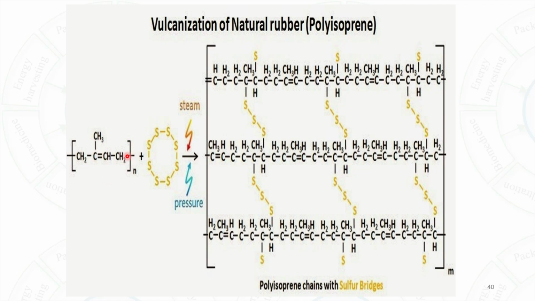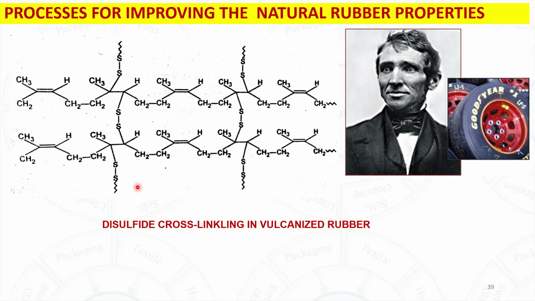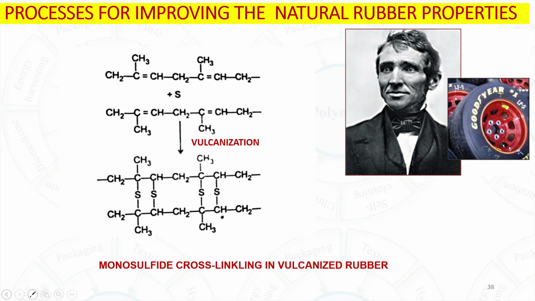This is your rubber, and this is your S8 molecule, and you are passing steam. You are giving pressure, and cross-linking is taking place. The trisulfide linkages are there. Okay. So these are the sulfur bridges. So in the examination, you can write only this particular sheet if you want, or these two reactions are also equally good for your examinations.